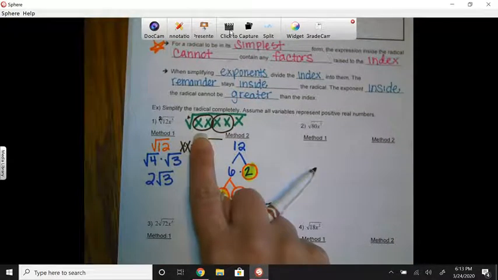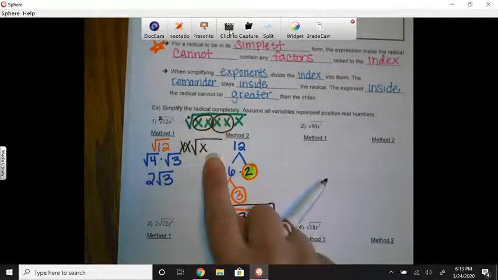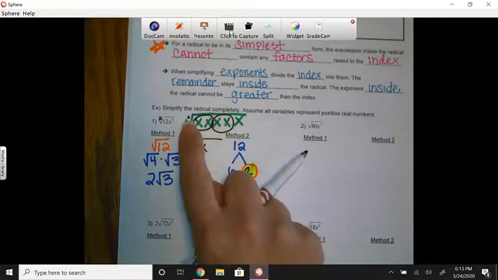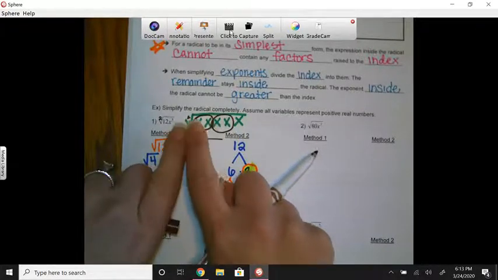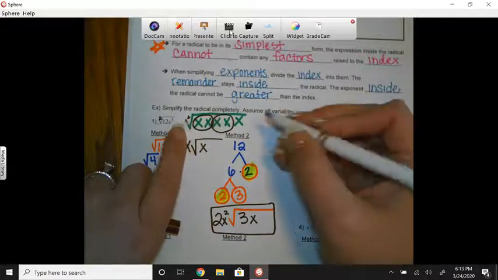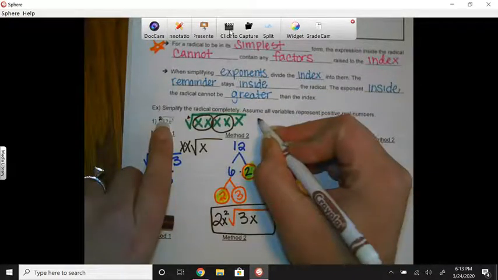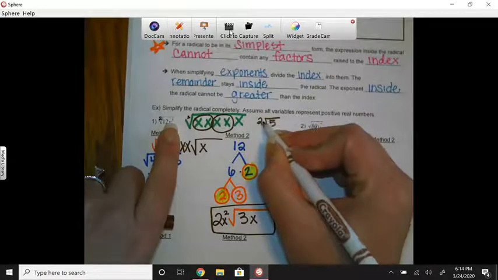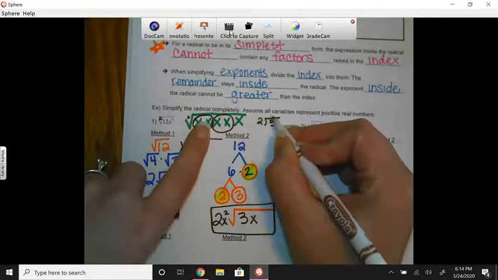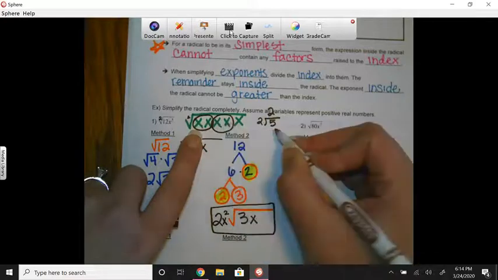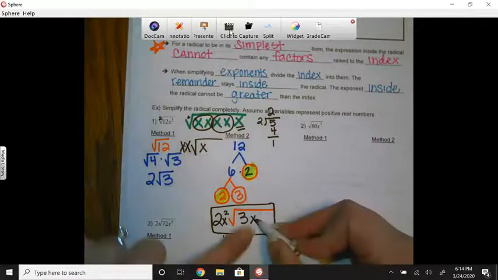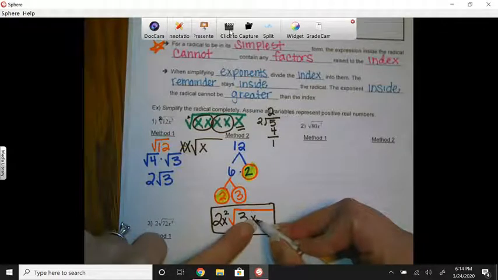So we're not going to want to have to draw this. I wanted you to see the visual of what's going on. But when we group things into groups of 2, that's the same thing as just dividing by the index. So instead, all we have to do is take the index, which was 2, and divide it into 5. And that would tell us 2 goes into 5 twice. That's the 2 groups. And then the remainder is 1. And that's how we know how many are left inside.